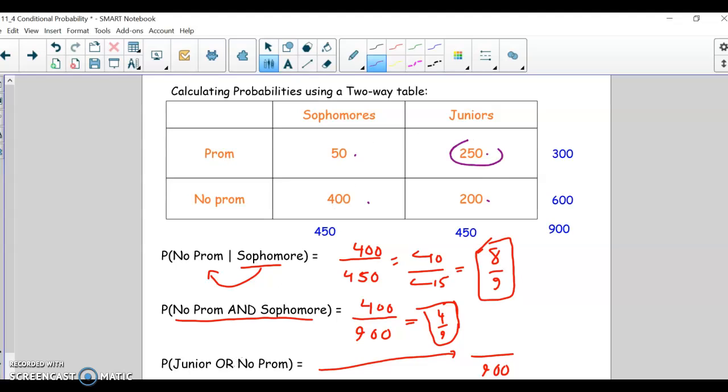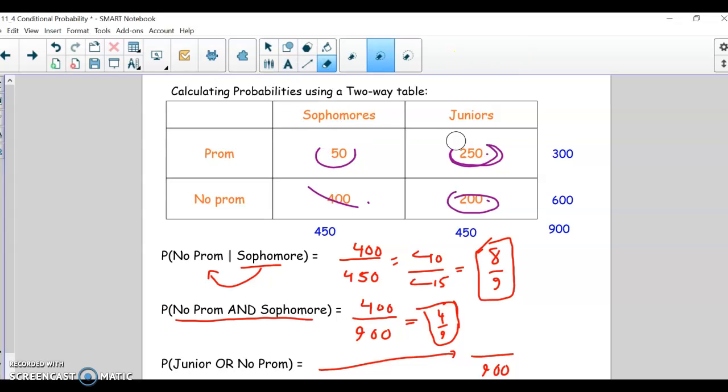Okay, so we know these ones are juniors. And as far as prom people go, prom people would be this 50 and this 250. So we don't really have to circle the 250 twice. And then the no prom people, they don't count because they're not juniors or nope. Oh, I did that way wrong. Mr. Westphal messed it up. Sorry. So we're looking for no prom or a junior.